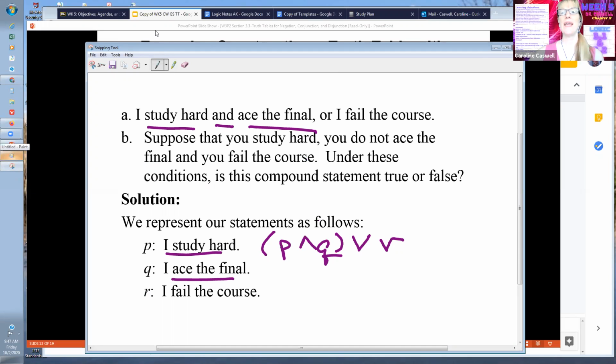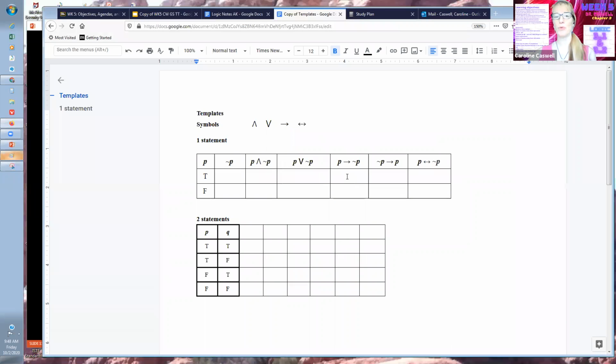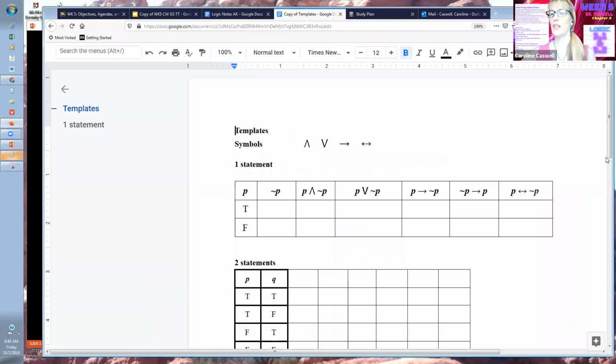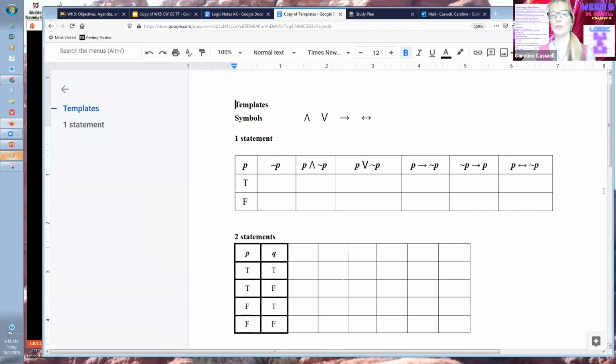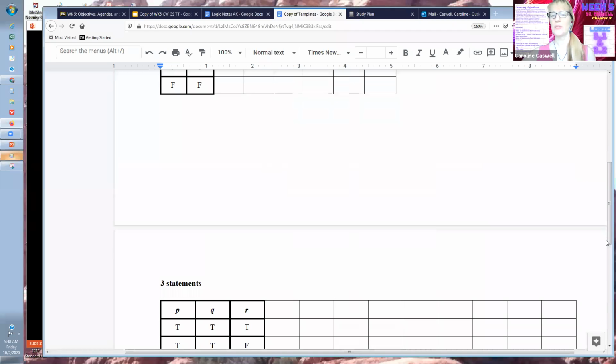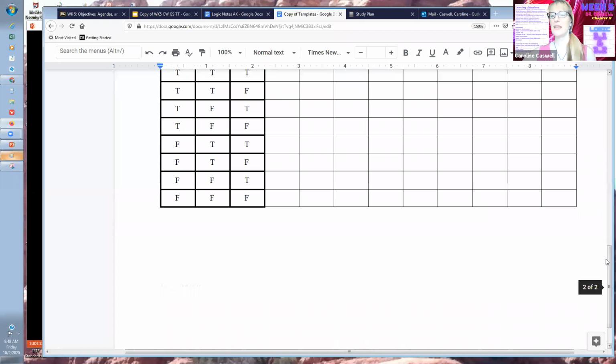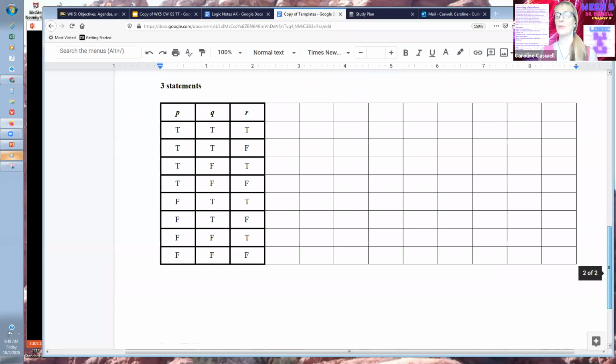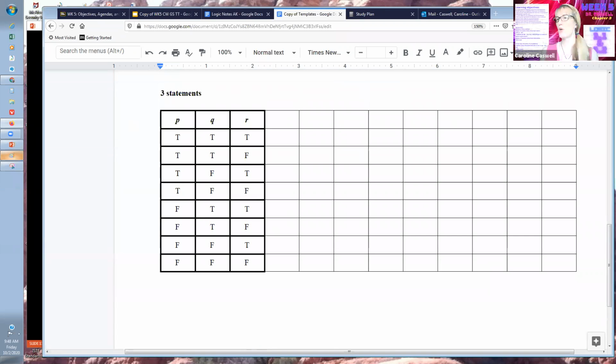So what I'm going to do now is go over to the copy of templates. I did give it to you in Blackboard. If you want to follow along, you can absolutely use one too. Basically what I did was I just gave you blank templates already set up so that when you work on it, it's ready to go for you and you don't have to retype them all every time. However, you certainly can. So P's are always going to be the same, Q's are always going to be the same, R's are always going to be the same.